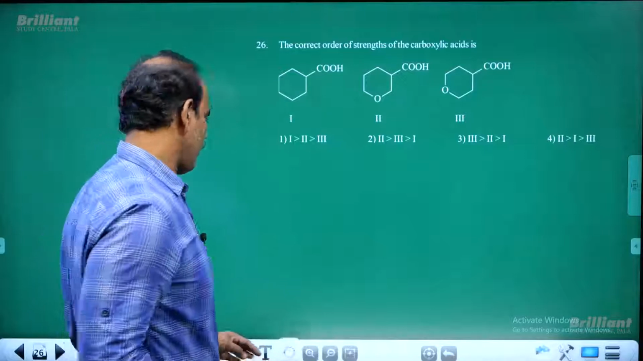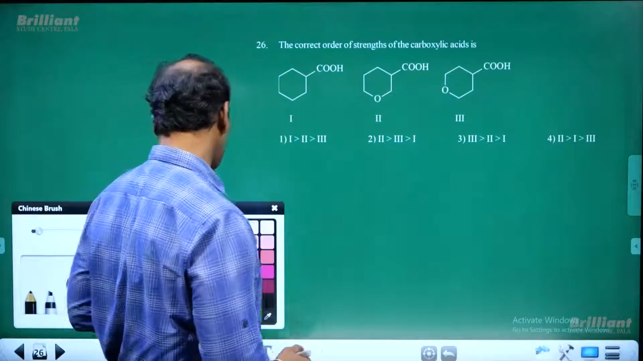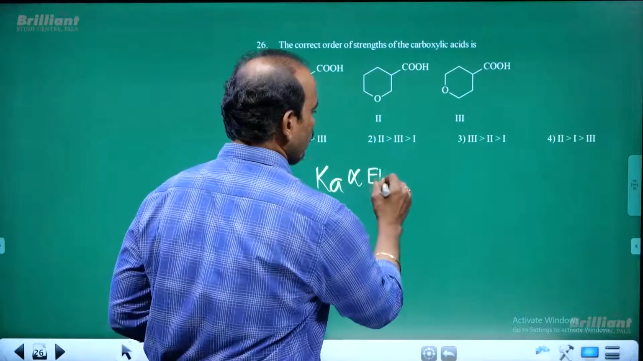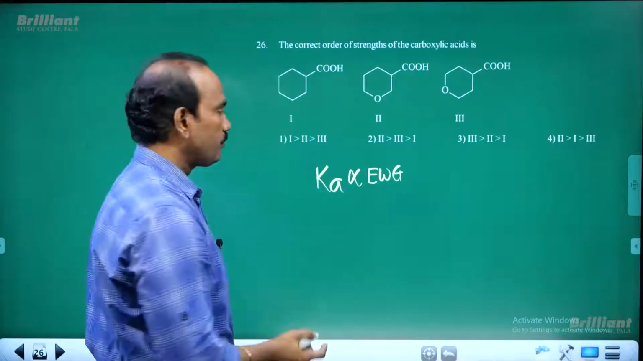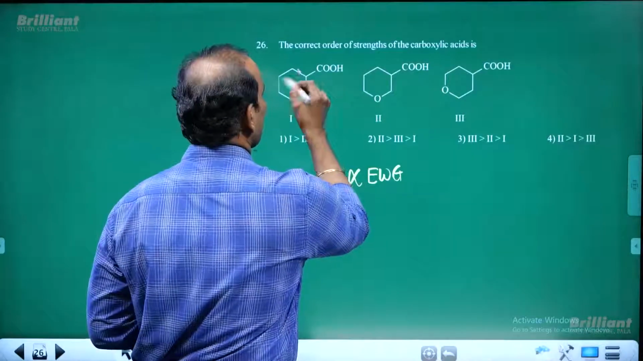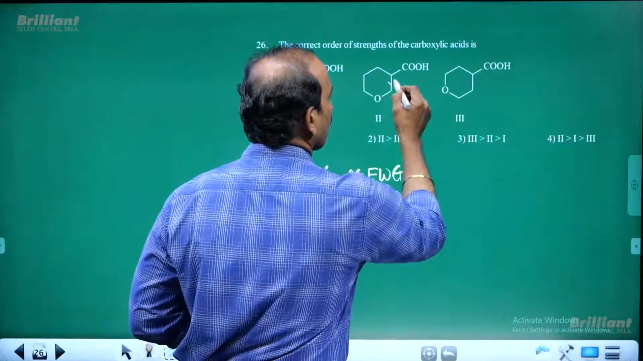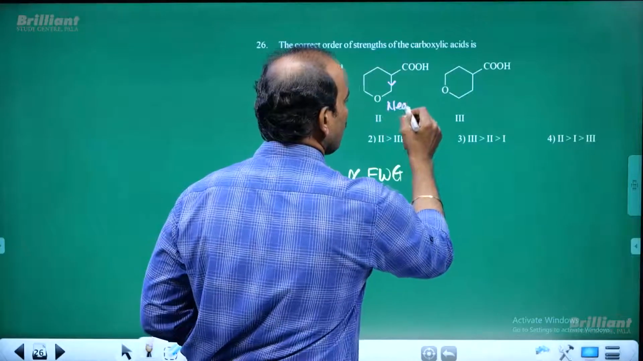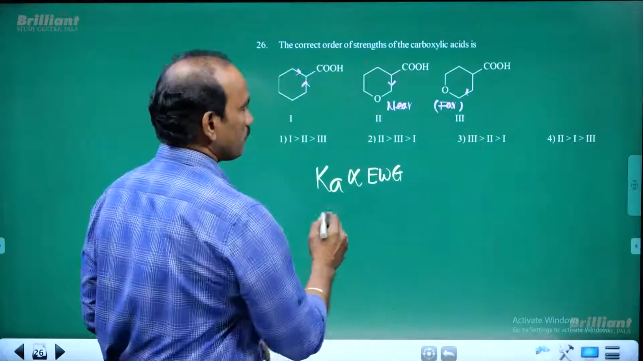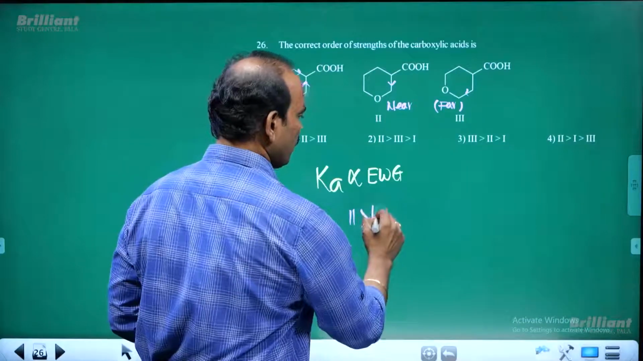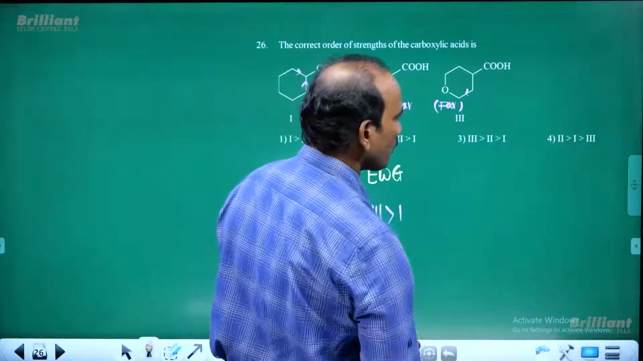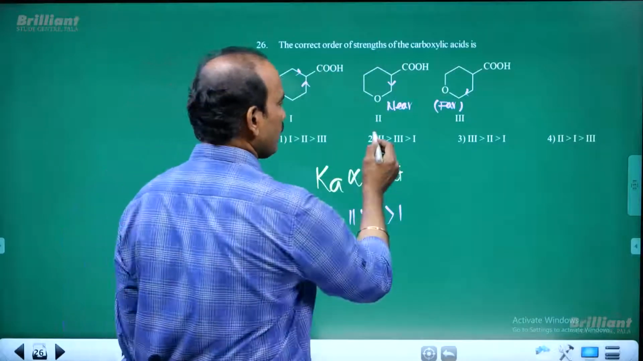Next one. Same. Acidic character, Ka, is directly proportional to electron withdrawing groups. Now this is an electron releasing group. This is an electron withdrawing group that is near. This is an electron withdrawing group that is far. That's why 2 is greater than 3, which is greater than 1. Then carboxylic acid: 2 greater than 3 greater than 1. Okay, na?